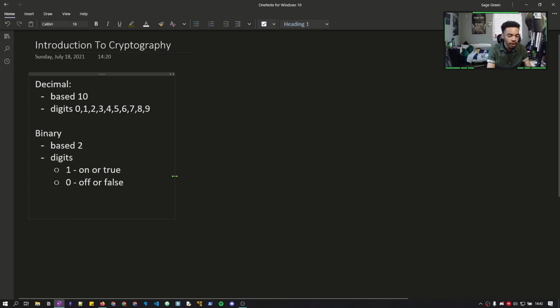Let's use the number 28 for an example. The decimal version of the number 28 looks like that. It's just a 2 and an 8. For binary, it's going to look like this. Now, I know this is probably confusing. You're like, how does this have the same value as this? And I'm going to explain this.